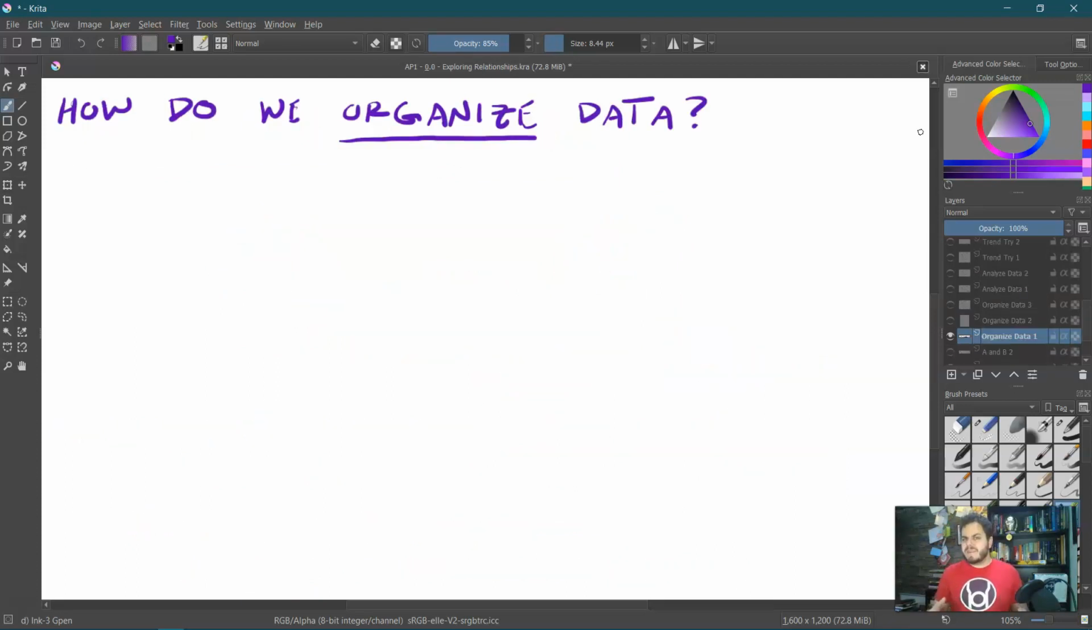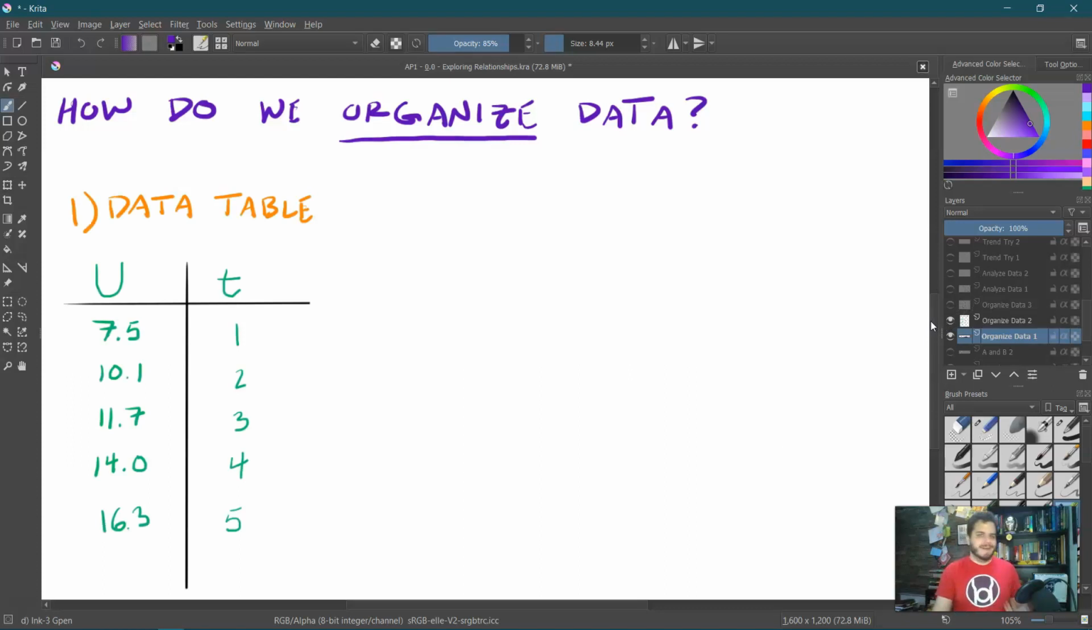But when we are investigating the relationship between two variables, we're going to do some sort of laboratory experiment to get some data on how they are connected to each other. And we'll talk about that later. But how do we go about organizing this data once we have it, in order to eventually lead us to establishing that relationship for sure? Well, there's a couple of different ways we do it. The first one is typically a data table.